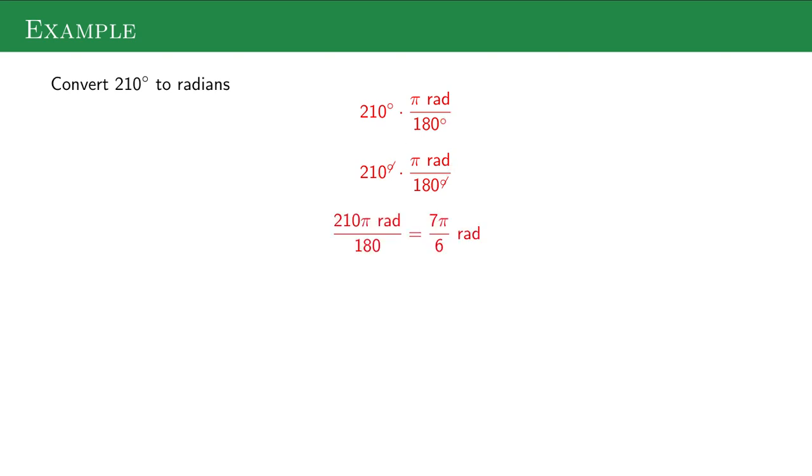And then we can multiply 210 times pi radians on the top, 180 is all by itself on the bottom, and then 210 and 180 are both divisible by 30, so we can simplify to 7 pi over 6. The 210 over 180 is 7 over 6.